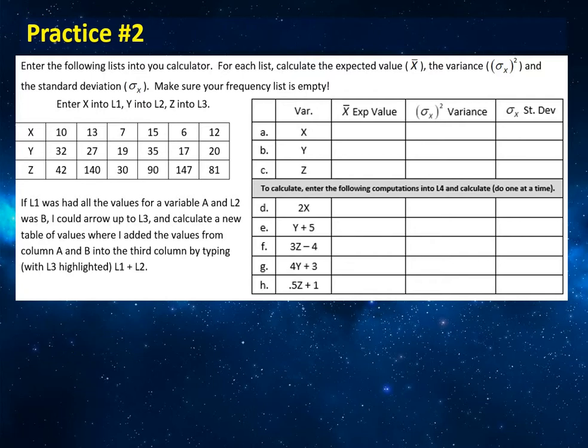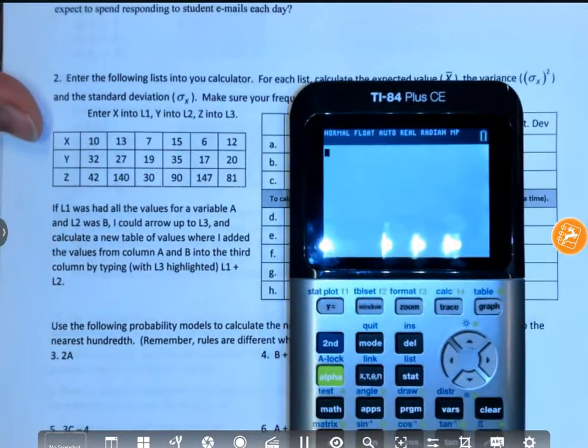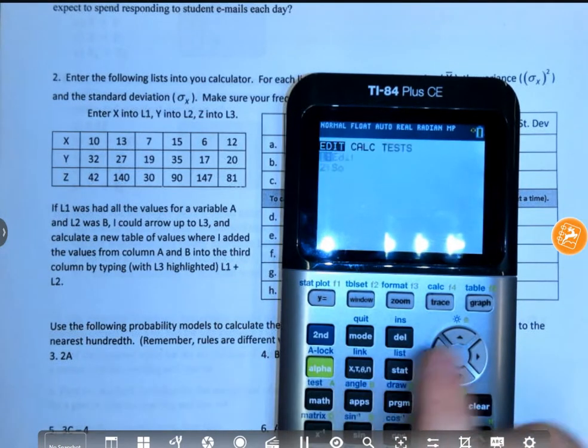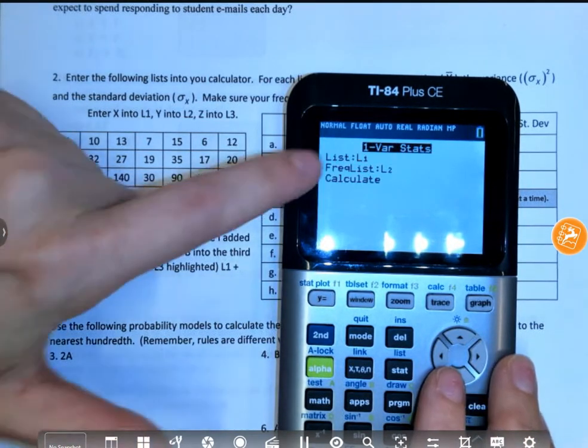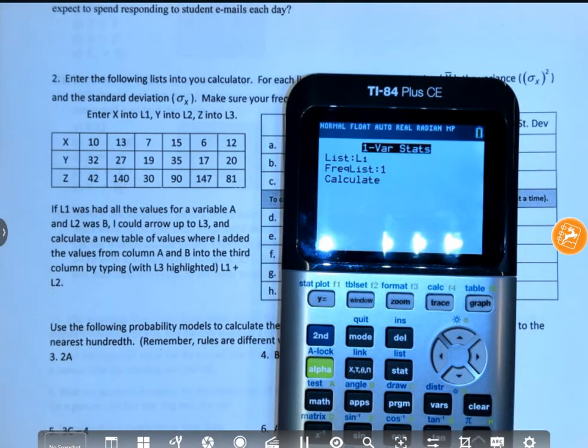Hang on. All right, so what we're going to do, I want you to go through and do your one var stats for your list one, please. I'm going to show you some really cool things. When we do one var stats, stats, calculate, one var stats, when I'm only looking at stuff that is in one list, your frequency is just one. Okay?